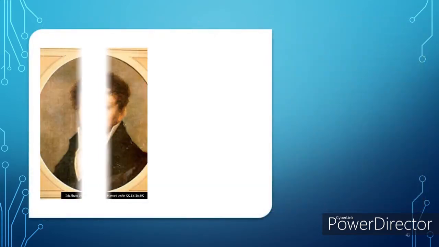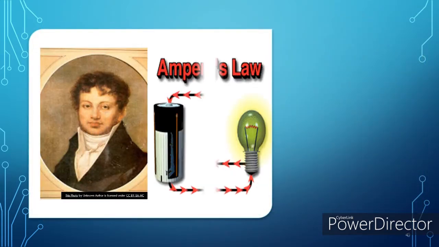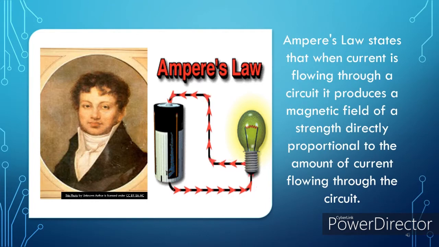These experiments led Ampère to formulate his famous law of electromagnetism, called after him, Ampère's law, that describes mathematically the magnetic force between two electric currents. Ampère's law states that when current is flowing through a circuit, it produces a magnetic field of a strength directly proportional to the amount of current flowing through the circuit.